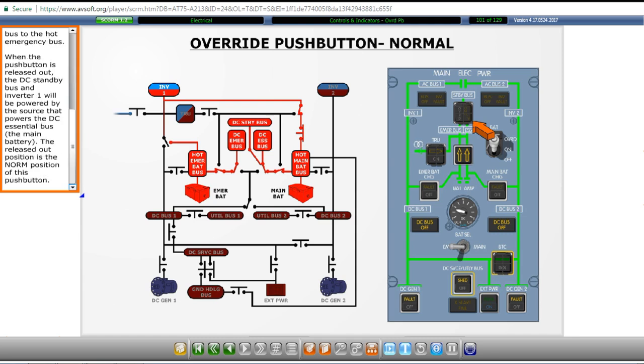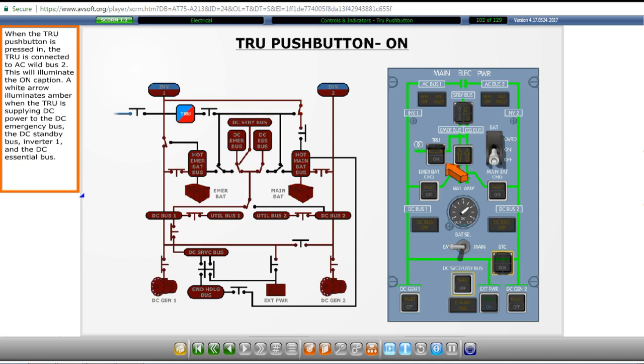When the push button is released out, the DC standby bus and inverter 1 will be powered by the source that powers the DC essential bus. The released out position is the normal position of this push button. When the TRU push button is pressed in, the TRU is connected to AC wild bus 2. This will illuminate the on caption.